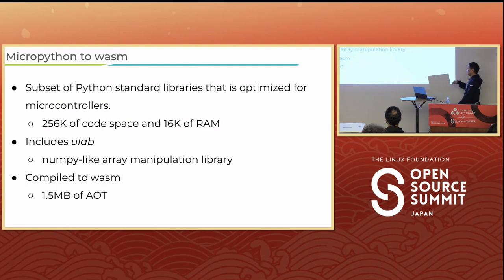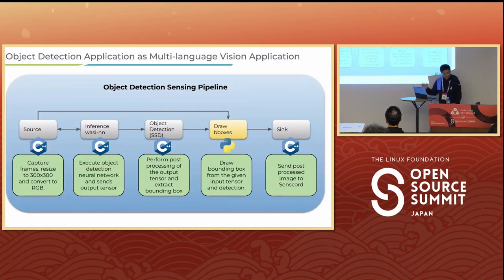And we actually tried the same exact thing we did with CPython with this one. And it turned out that the AOT was only 1.5 megabytes. And this is very encouraging. We haven't really gone through the optimization, so maybe we can do better than that. Okay, better hurry up.